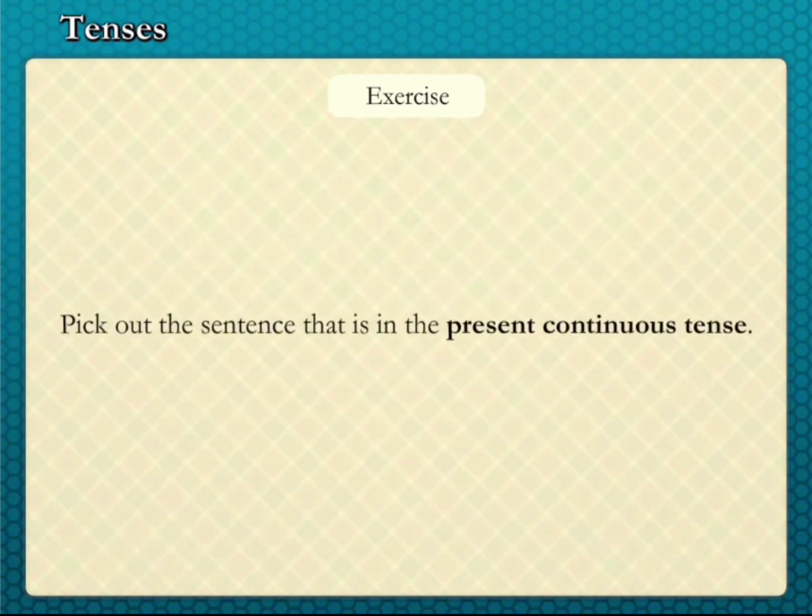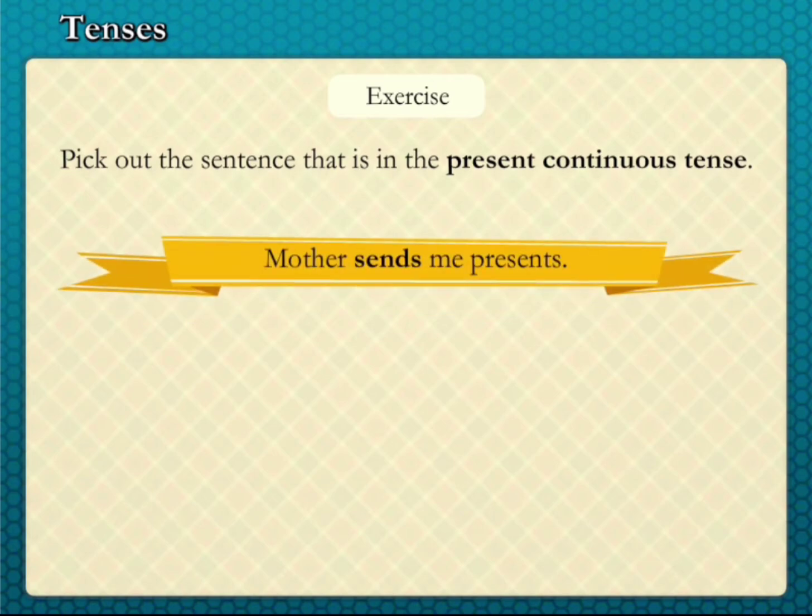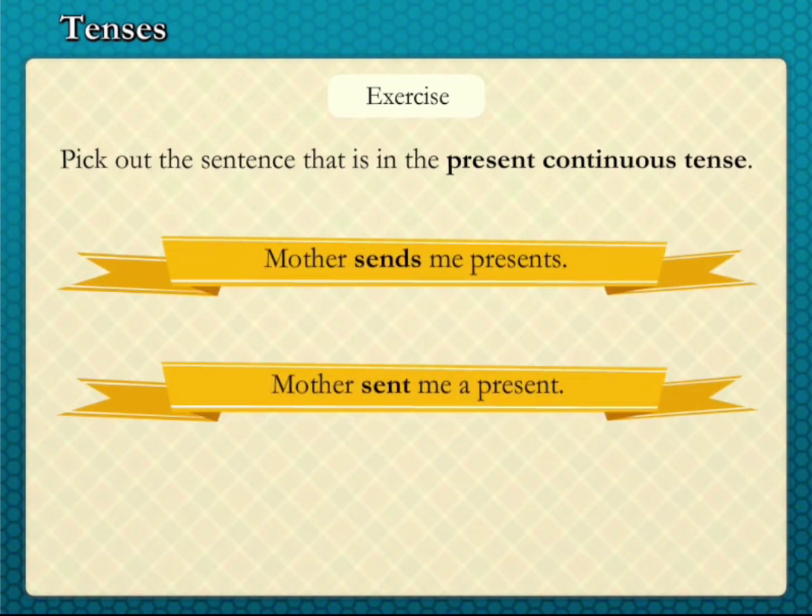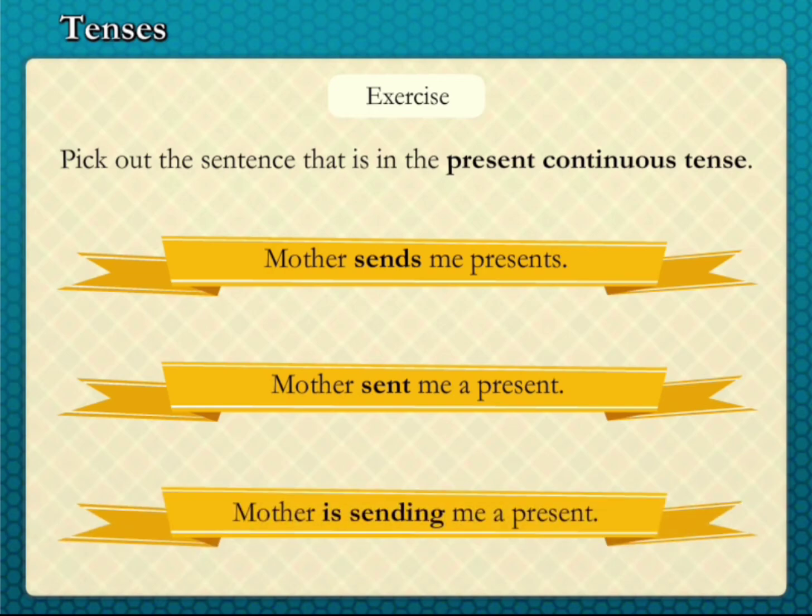Now pick out the sentence that is in the present continuous tense. Mother sends me presents. Mother sent me a present. Mother is sending me a present. The sentence, Mother is sending me a present, is in the present continuous tense. The words is sending tell us that the action is happening now.